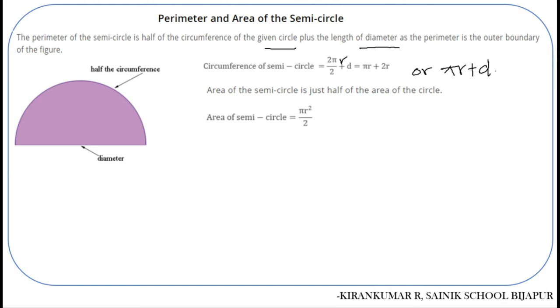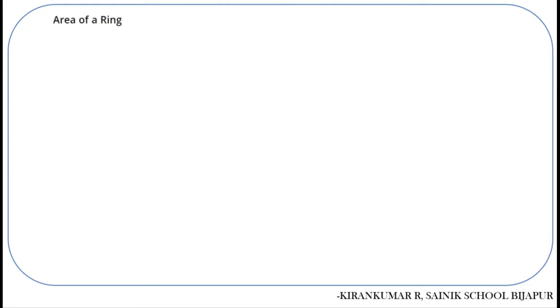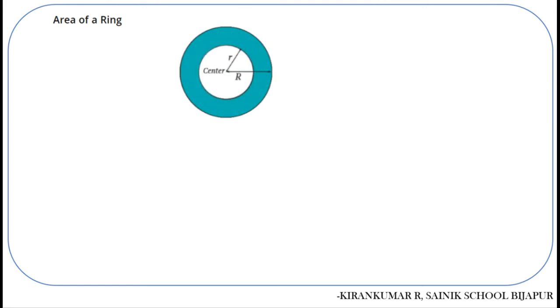Now we have two concentric circles and the region between the two concentric circles. We have also named it as ring. Let us recall area of the ring. Let me take up two concentric circles. Here the smaller circle or inner circle is having the radius small letter r, and the larger circle, which is the outer circle, is having the radius capital letter R.